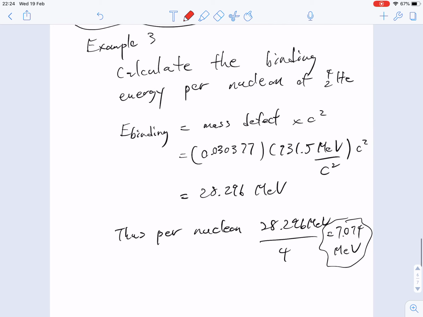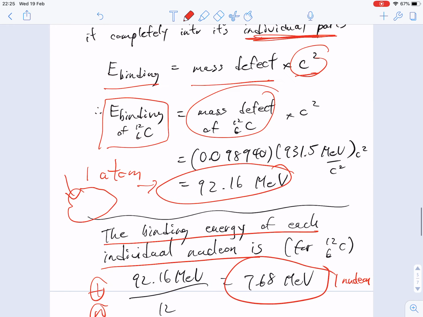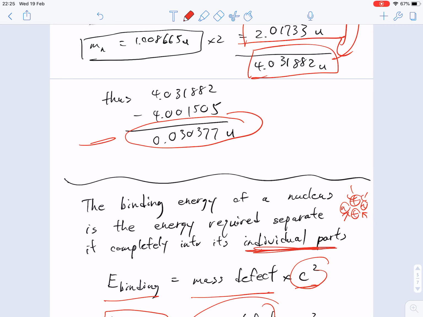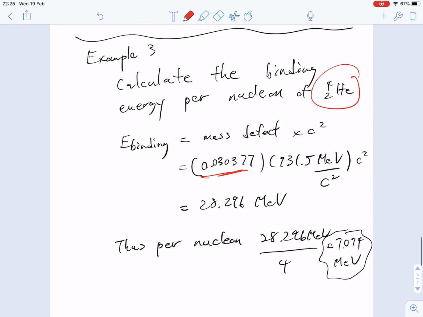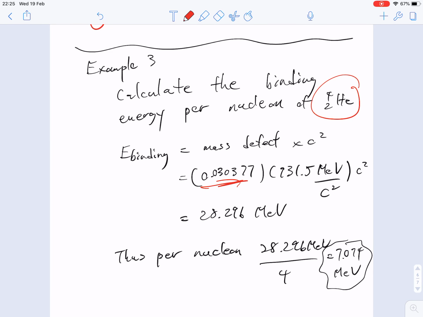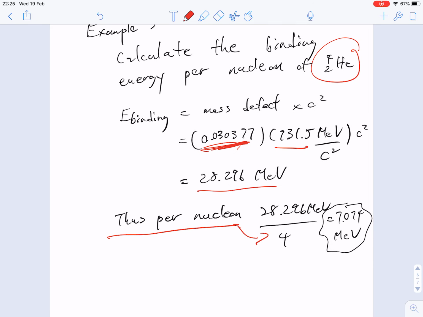Third example: calculate the binding energy per nucleon of our helium atom. We've done this calculation a little bit earlier, so we're just going to steal that mass deficit. You can reference back up here for our calculation. That was our alpha particle, and that's the binding energy just inside the nucleus. So we take that energy and multiply it by 931.5. We get roughly 28 mega electron volts. Per nucleon, we then have to divide it by 4 to get about 7.